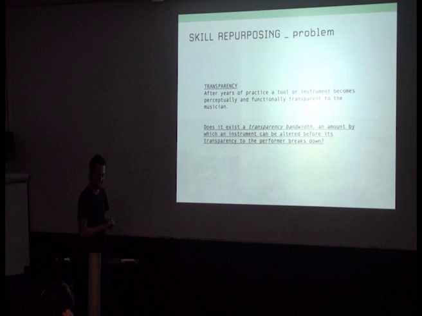So transparency in this context, I just read this definition, it's not really a definition, but anyway: after years of practice, a tool or an instrument becomes perceptually and functionally transparent to the musician. I was talking before about you not consciously thinking about the instrument you're playing, but it becomes an extension of your body. You can control it as you control your finger. And the question is, does a transparency bandwidth exist, an amount by which an instrument can be altered before its transparency to the performer breaks down? So can we modify an instrument, and to what extent, before a person is no longer able to play it fluently?